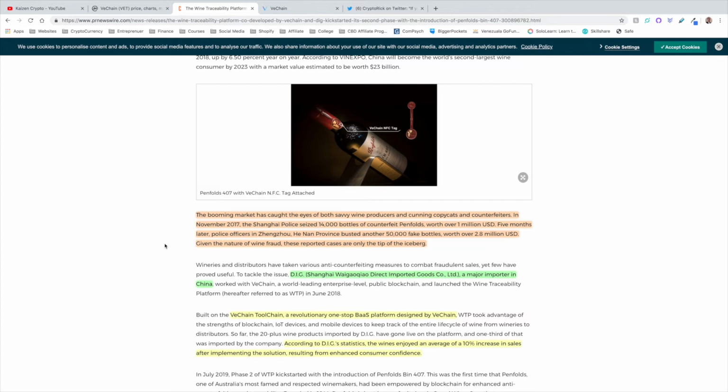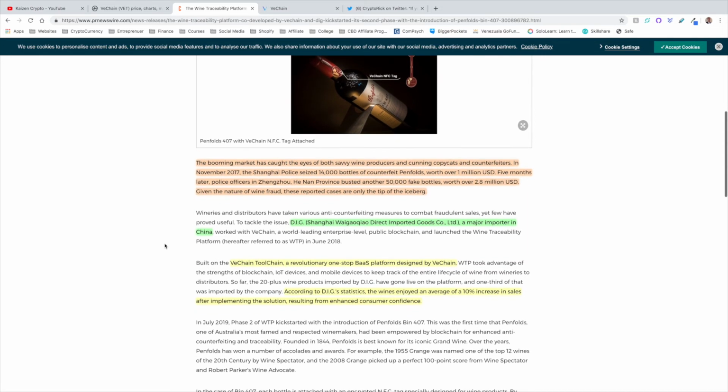5 months later, police officers in Shenzhou busted over 50,000 fake bottles worth over $2.8 million. Given the nature of wine fraud, these reported cases are only the tip of the iceberg. So wineries and distributors have taken various anti-counterfeiting measures to combat fraudulent sales. So to tackle the issue, one of the major importers in China, which is DIG, Direct Imported Goods Limited, is working with Vechain to help solve this issue.